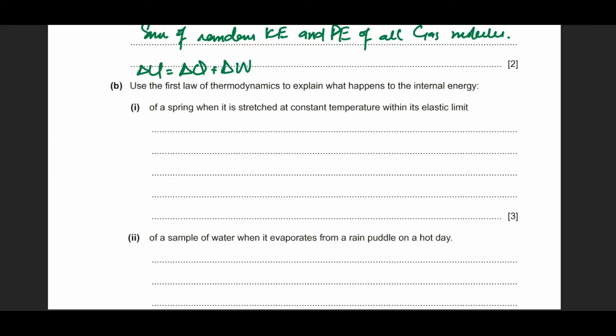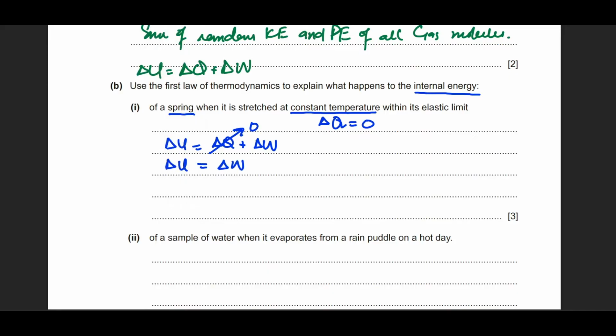So, of a spring, comment about what happens to the internal energy of a spring. Now, very odd question. When it is stretched, if the temperature is constant, that means the delta Q variable in this equation is going to be equal to 0. Since the heating is no longer a part of the equation, delta U now entirely depends on delta W.